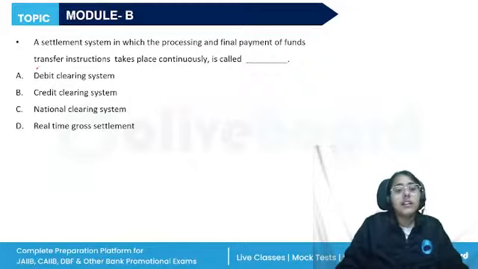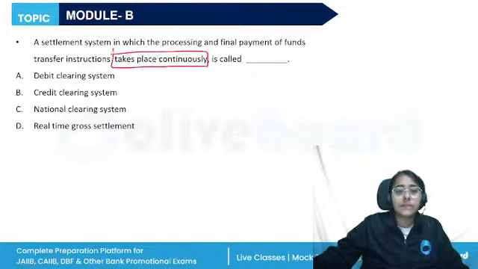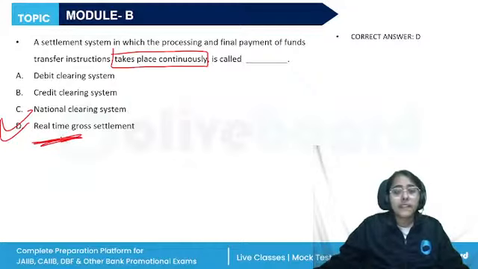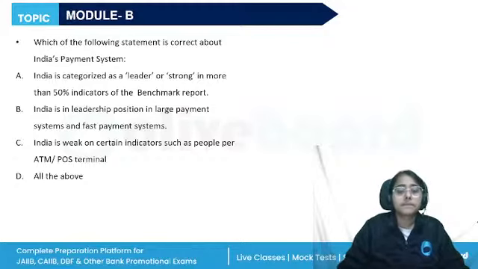Next question. A settlement system in which the processing and final payment of fund transfer takes place continuously. So, continuously. We have seen that we have two payment systems. One works on the deferred net basis, another works on the real time continuous basis. So, it is the real time gross settlement, right? One to one basis, there are no batches which are created or no time limits. 24/7 individual basis, the transactions will be completed. So the transfer instructions take place continuously.